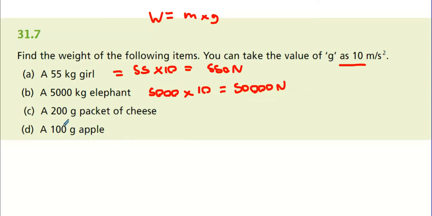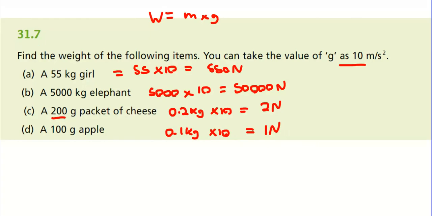Okay. Finally, a 200 gram packet of cheese. Well, you've got to change that into kilograms. It's 0.2 kilograms multiplied by 10, which would be a weight of 2 newtons. And a 100 gram apple is 0.1 kilograms multiplied by 10, which gives you a weight of 1 newton.